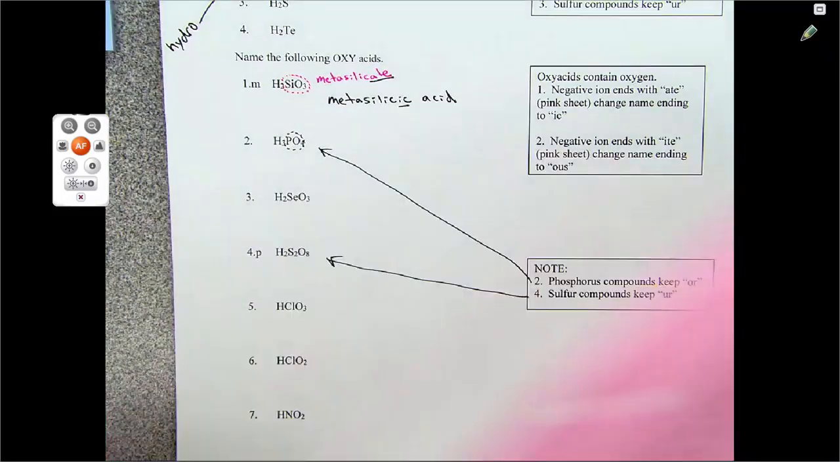Alrighty, that finishes this worksheet off and finishes probably this entire unit.